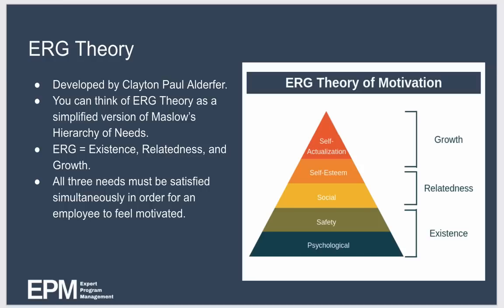Now, ERG stands for existence, relatedness, and growth. And these are the three basic needs that employees will try to satisfy. Now, in the model, as one need is filled, this will provide the motivation for the employee to want to fulfill another need. Now, all three needs must be satisfied simultaneously in order for an individual to feel motivated. So let's examine each of these terms, existence, relatedness, and growth in turn.